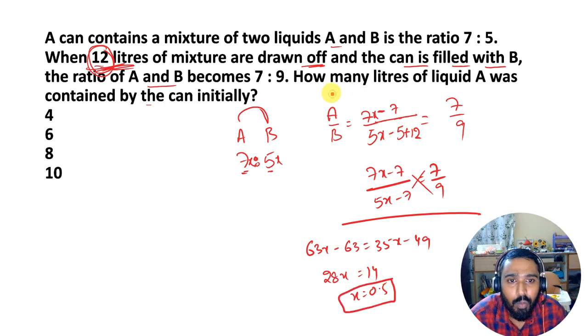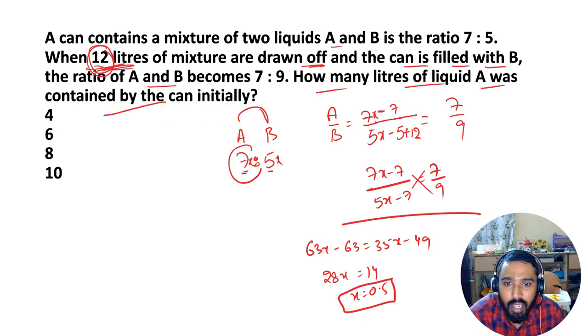Now the question is, how many liters of liquid A was contained initially? Initially it was 7x, so 7 into 0.5 is equal to 3.5 liters. That should be the answer.